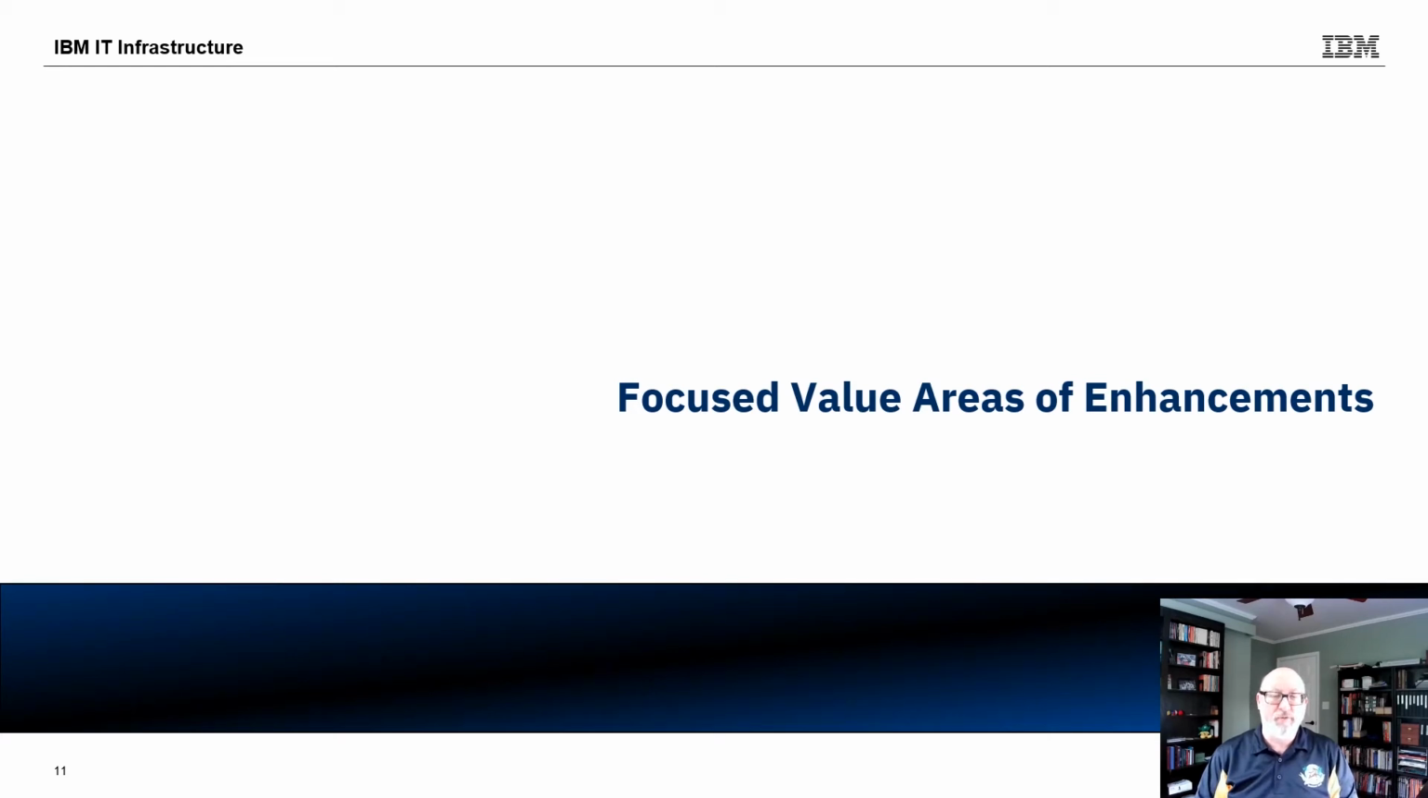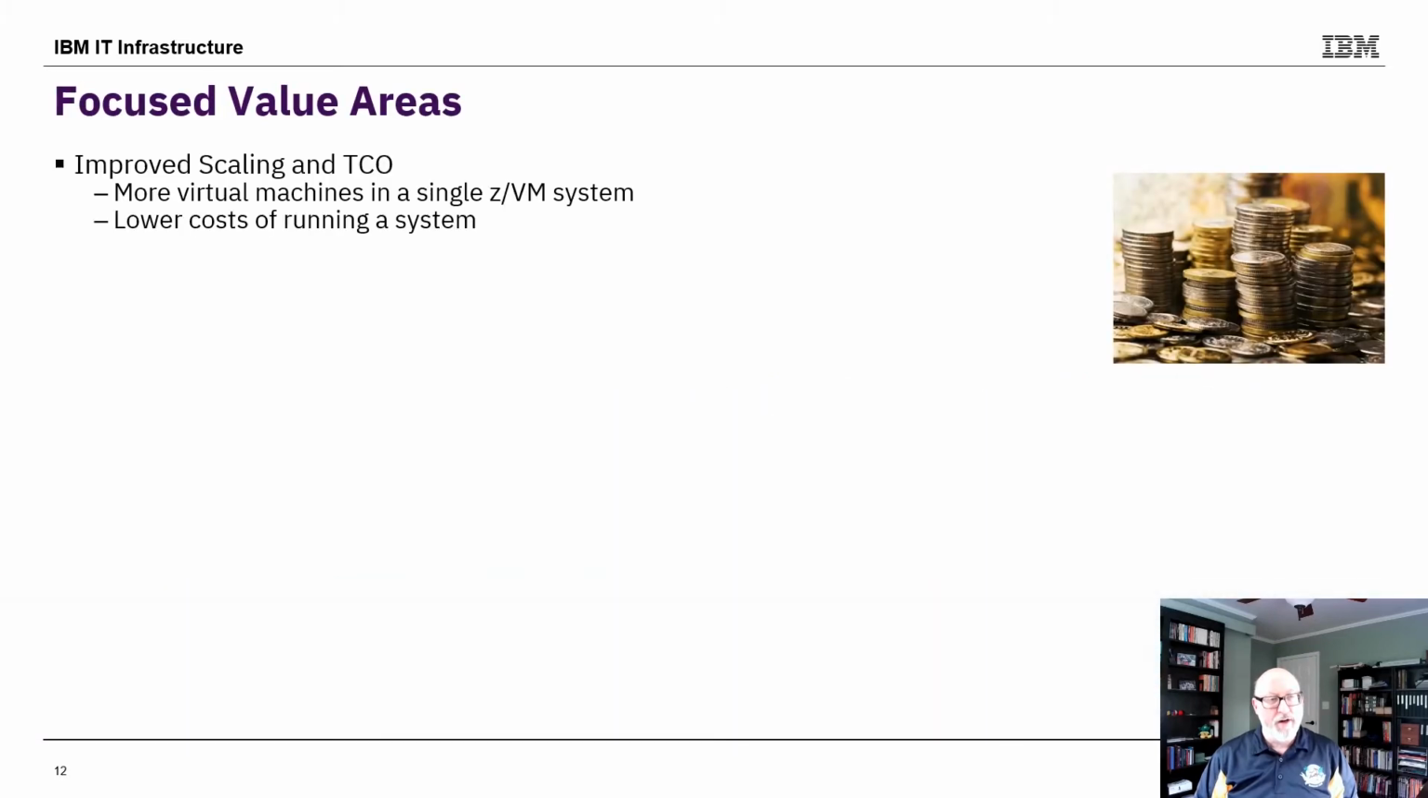Okay, so now we're going to take our first look at the focus value areas of enhancements and change gears to that. All right, so these focus value areas are 5 of them that I typically talk about, and I kind of think of them as if this was a portfolio, a financial portfolio, we'd like to invest in different things, right, to keep things strong, right? And that's important, right? So the first one is one of the more obvious ones. It's just this idea of improved scaling and TCO. How do we allow and increase the number of virtual machines that can fit in a single footprint for z/VM, right? And things along those lines that allow us to scale up without increasing the cost of running the system, right?